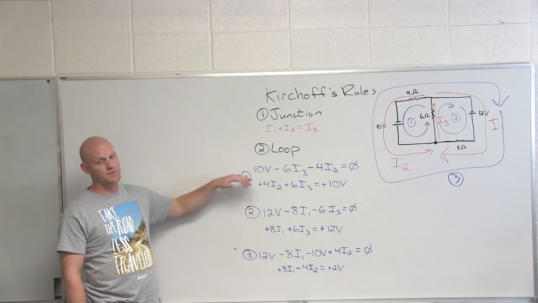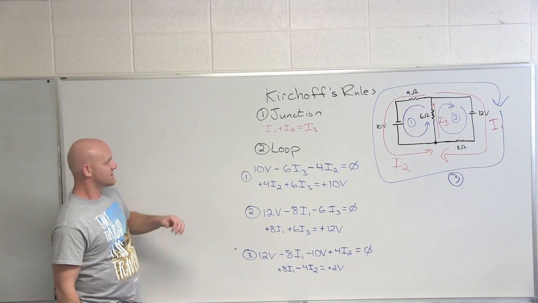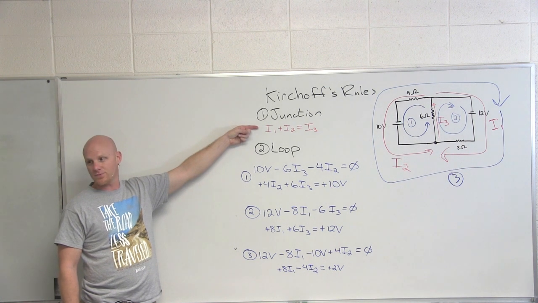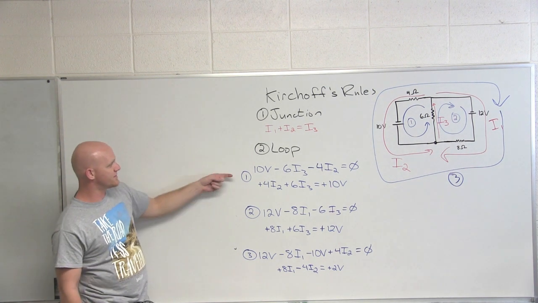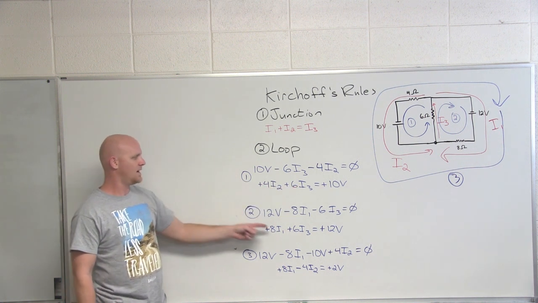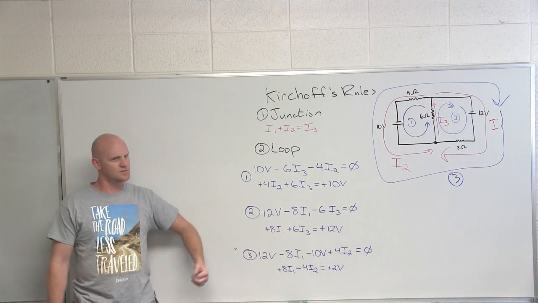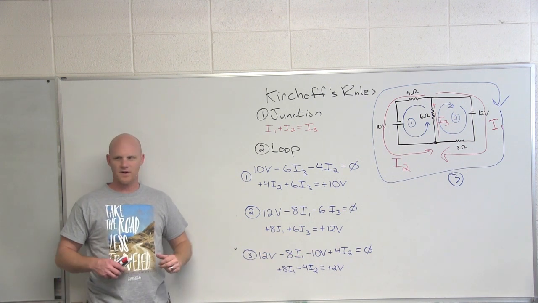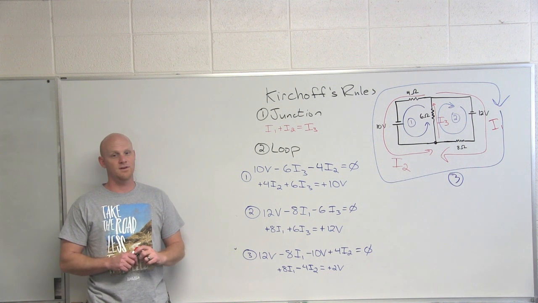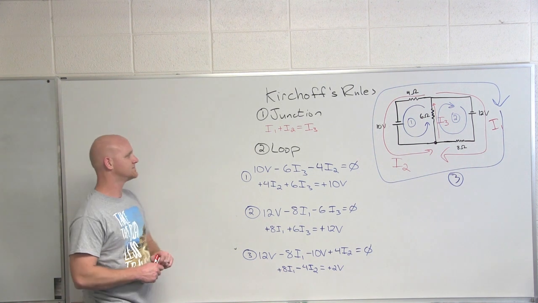If you started having more than 3 variables, though, substitution would take forever. So let's look at this for a minute. Which variables are in my junction rule? All 3, I1, I2, and I3. Which ones are in the first loop? I2 and I3. Second loop? I1 and I3. In the third loop? I1 and I2. Are there any 2 equations I can combine that have the same 2 variables so I can substitute or do linear combination or something? No. So I'm going to have to do this more than once.